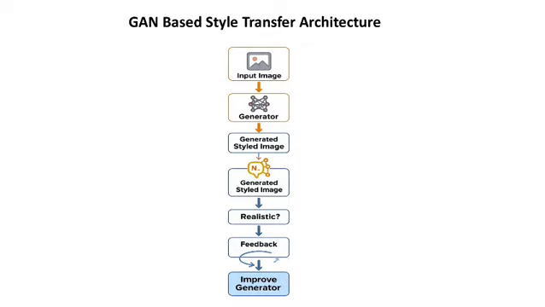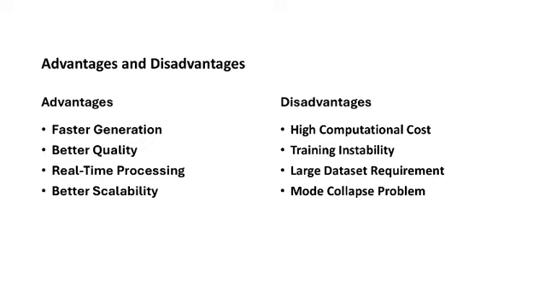Then the topic is advantages and disadvantages. GAN-based style transfer provides several advantages such as faster image generation, better output quality, real-time processing capability, and improved scalability. It can also handle large datasets efficiently. However, GAN-based style transfer also has some disadvantages. It requires high computational resources and large datasets for training. Training instability and mode collapse are still major challenges in GAN. Sometimes generated images may also contain distortions or artifacts.